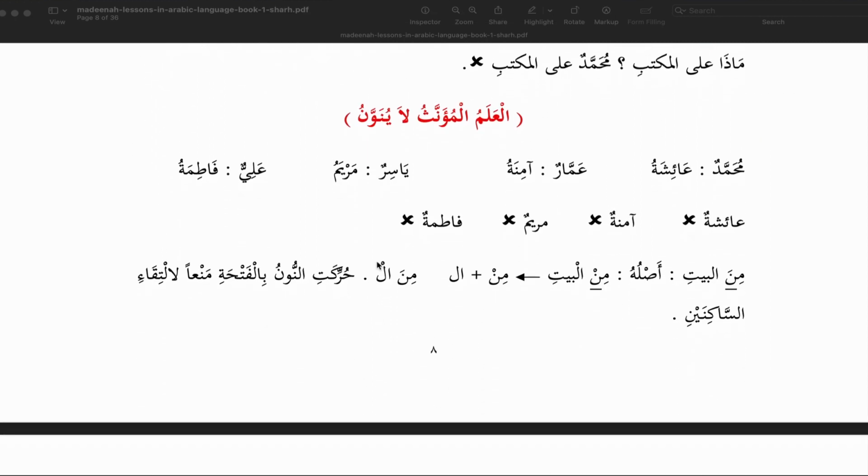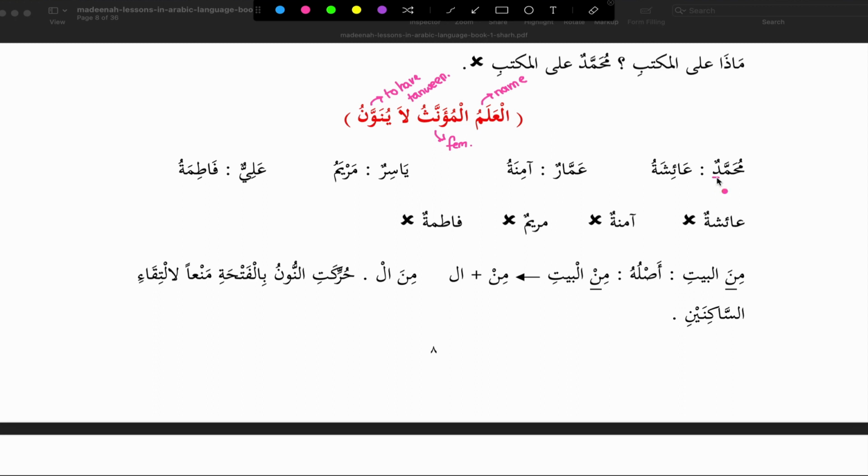طيب. Now it says العلم المؤنث لا ينون. ما معنى ينون؟ means to have tanween, basically. Okay, it's a verb, but just for explanation, yunawwin means yani to have tanween. So al-alamu means name. Al-mu'annath means feminine. So it's saying the feminine name does not take a tanween.